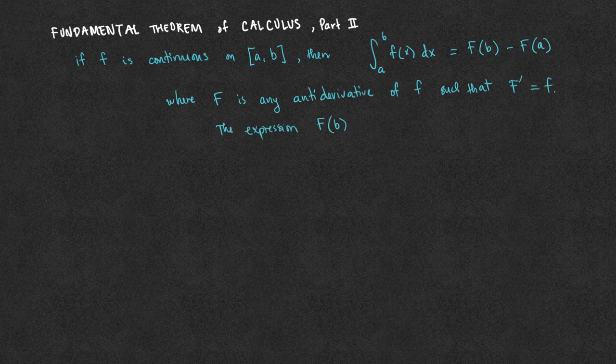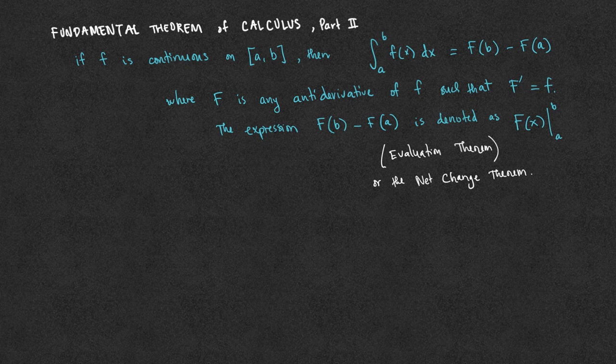The expression F(b) minus F(a) is denoted as F(x) evaluated from a to b. This is known as the evaluation theorem or the net change theorem.